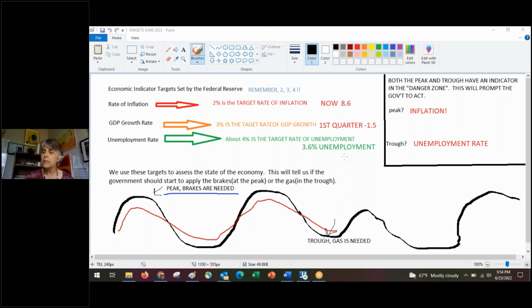I hope that you've learned something. Go home and talk to the people in your life about 2, 3, 4, see if they can understand these basic numbers to help you understand the economy.